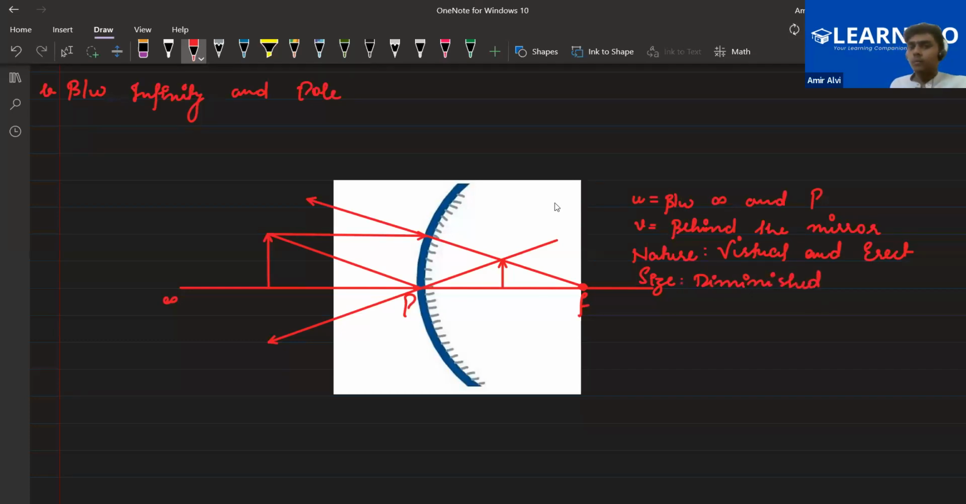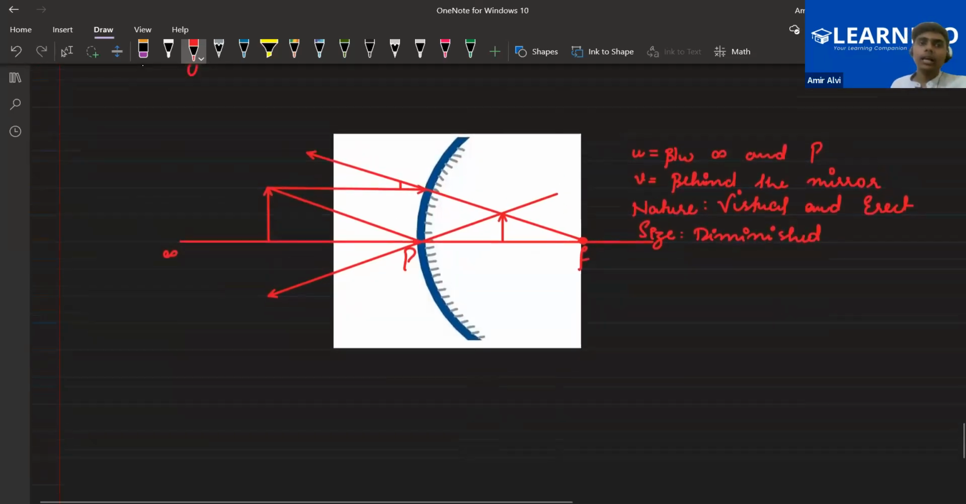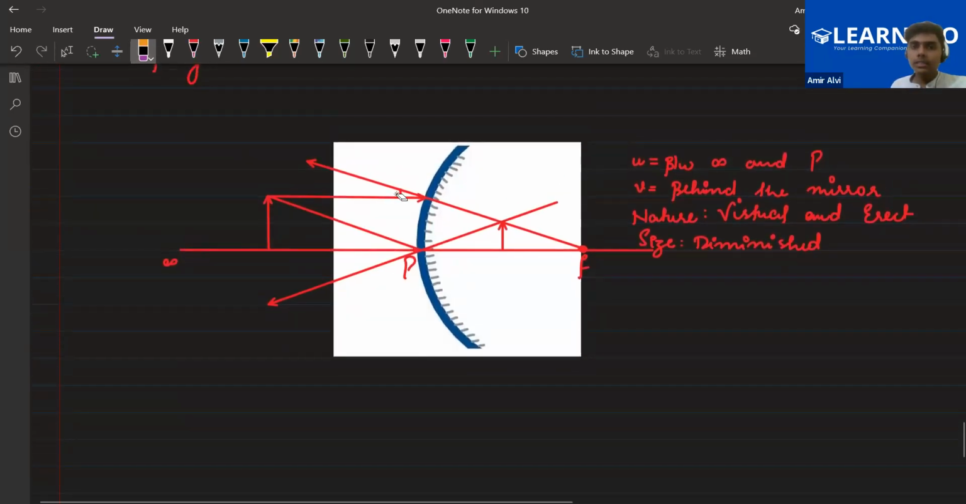Can the nature of any case be real and erect? Yes, there are some certain conditions, but that is a very standard concept. So till now, yes, it is possible. Basically that can happen when you place a kind of mirror between the lenses. Okay, sir.